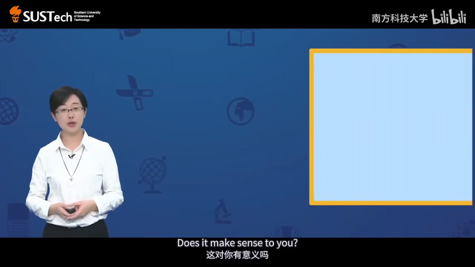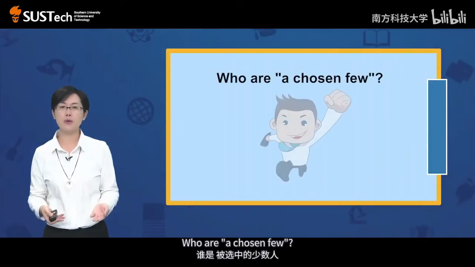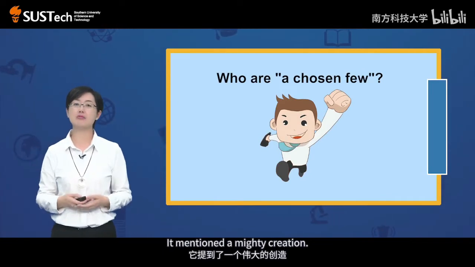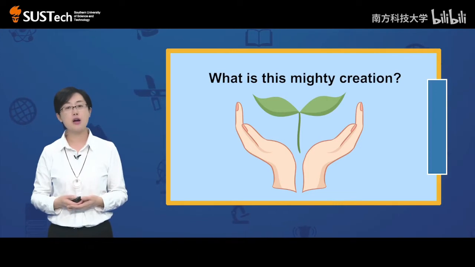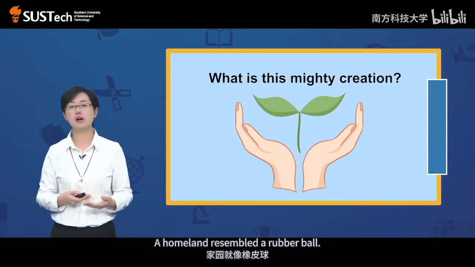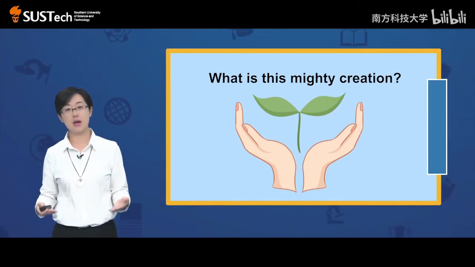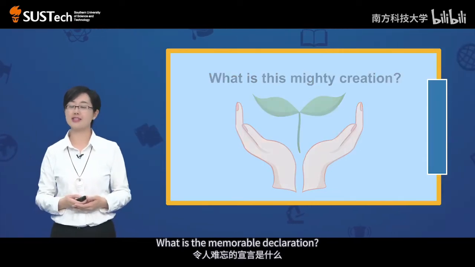Does it make sense to you? Who are a chosen few? It mentioned a mighty creation. What is this mighty creation? A homeland resembled a rubber ball. What does it mean? What's the memorable declaration?